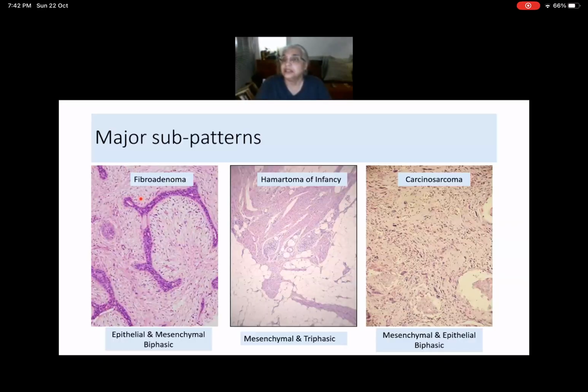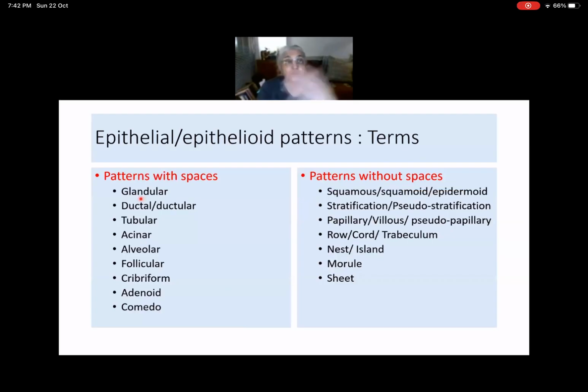And let me tell you that in a carcinosarcoma, you will learn it as you go along, the sarcoma is not a true sarcoma. It is a carcinoma that has become spindly. Okay, so that's what a carcinosarcoma is.